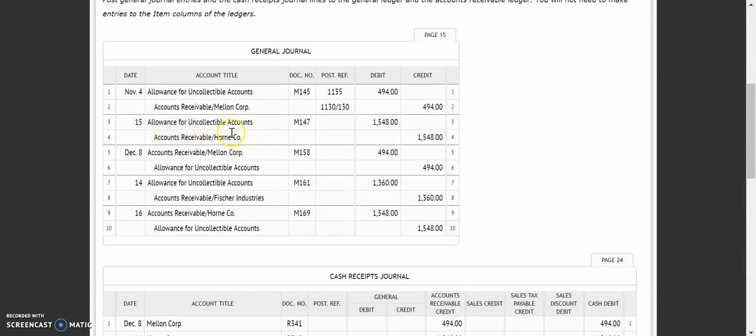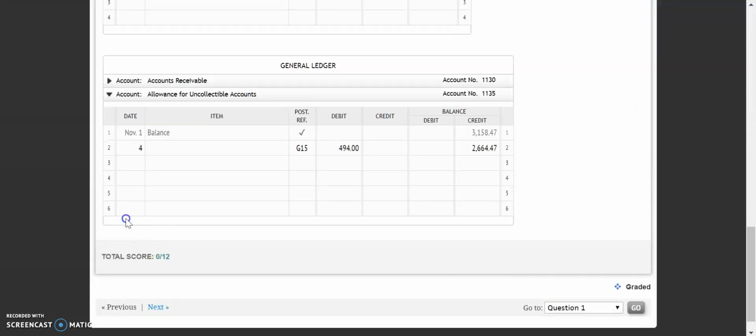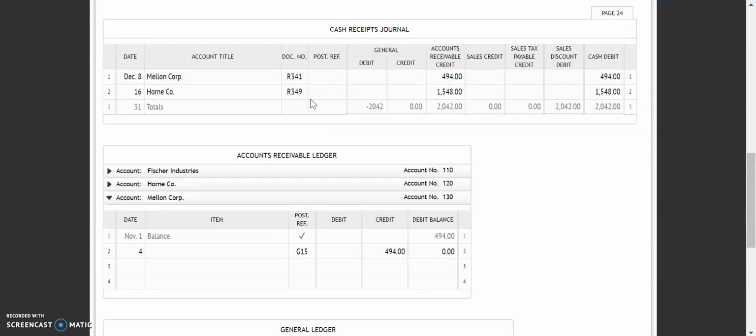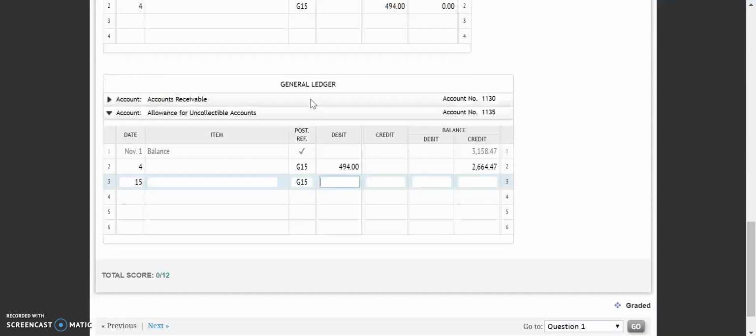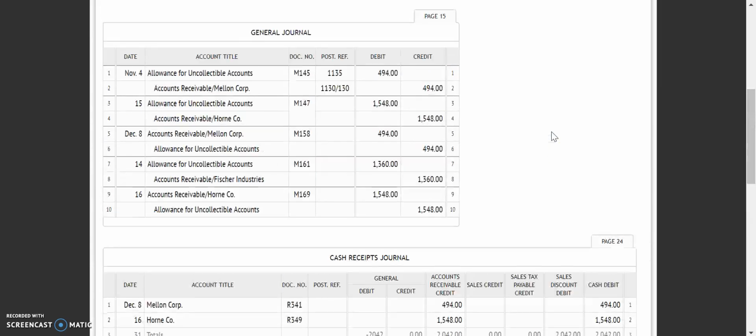Next up on November 15th is our allowance for uncollectible accounts, again, because we are writing off another account. So we have the 15th, G15, it's another debit. I believe this is the 1548. Yes. So again, we're subtracting this time. We take 2,664 and 47 cents, and we subtract 1,548, and we get a balance of $1,116.47. And we come back up and put our account number in.